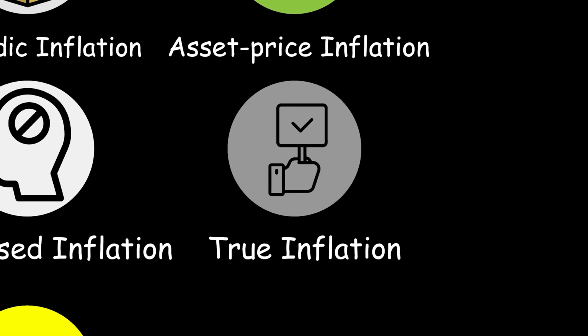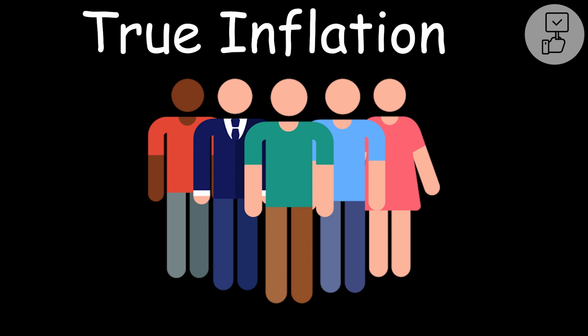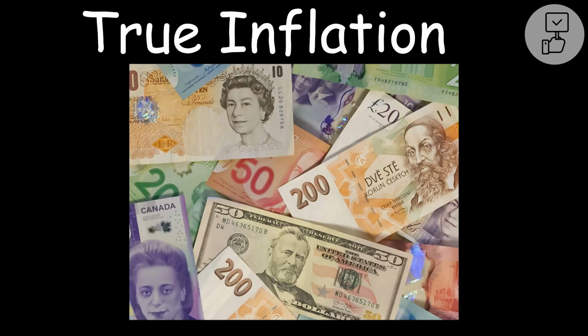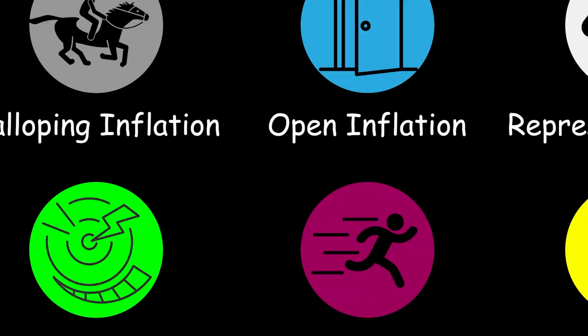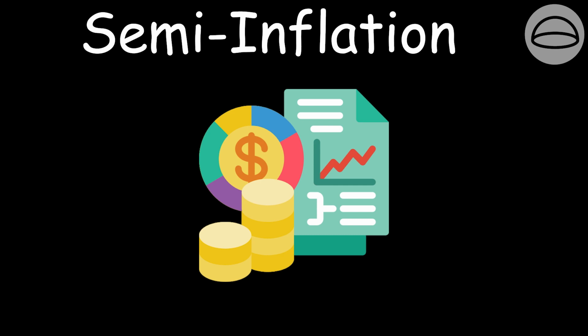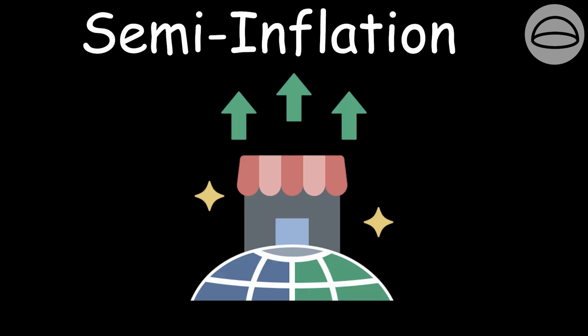True inflation. This takes place after the full employment of all the factor inputs of an economy. When there is full employment, the national output becomes perfectly inelastic. Therefore, more money simply implies higher prices and not more output. Semi-inflation. Even before full employment, an economy might face inflationary pressure due to bottlenecks from certain sectors of the economy.